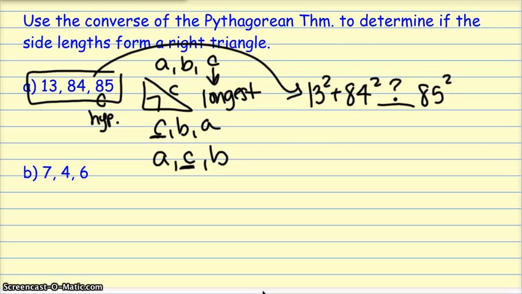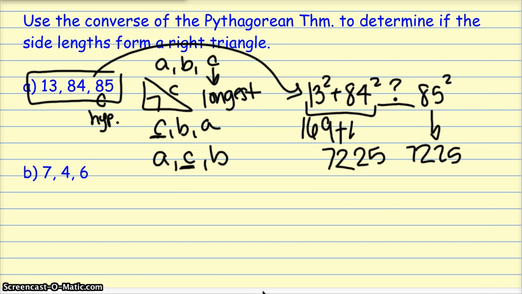So 13 squared gives me 169. 84 squared, I don't know, I didn't show that when I did my work, sorry. So whatever that is. But when I ended up adding them together, I got 7,225, and 7,225. So 85 squared, those two things added together squared.